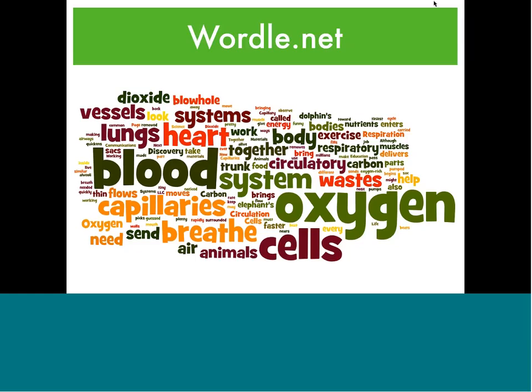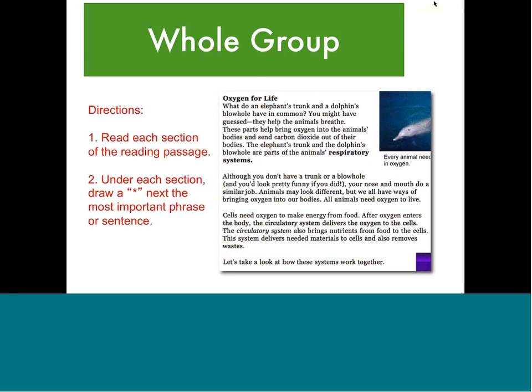So I'm trying to scaffold that vocabulary for them to make sure that I front load them with the necessary academic language. Once we do that, and the great thing is we can also print these out, I would have each student read each section of the reading passage, and then under each section put a star next to the most important phrase or sentence. And then have students work in groups to discuss. Each of them looks at the others: what part did you star? What part did you feel is most important? And not just say, well, I thought the elephant's trunk and the dolphin's blowholes are part of the respiratory system is the most important, but you have to state why.